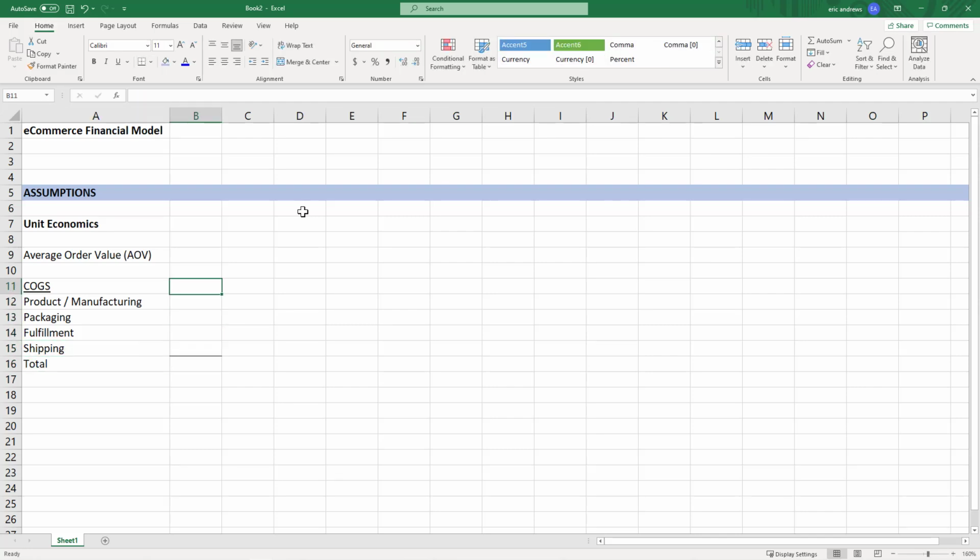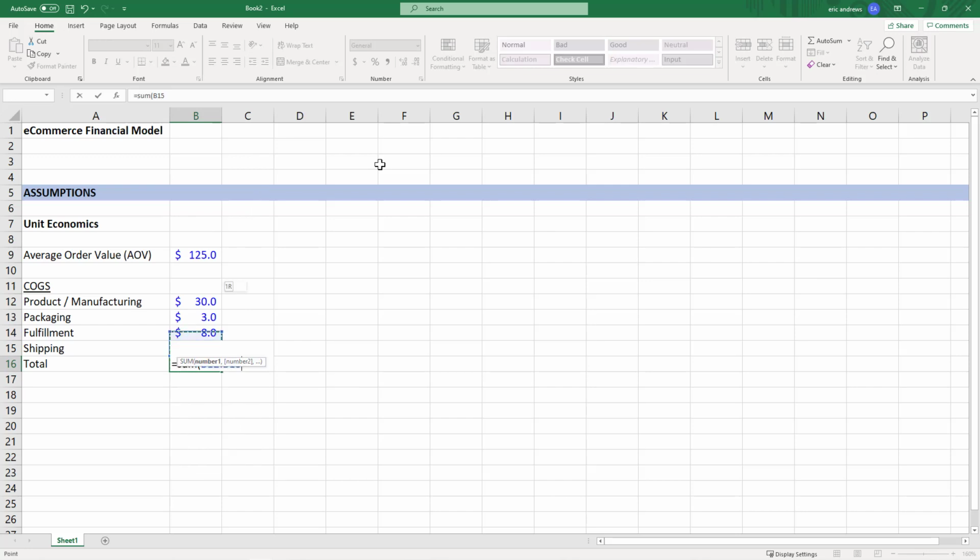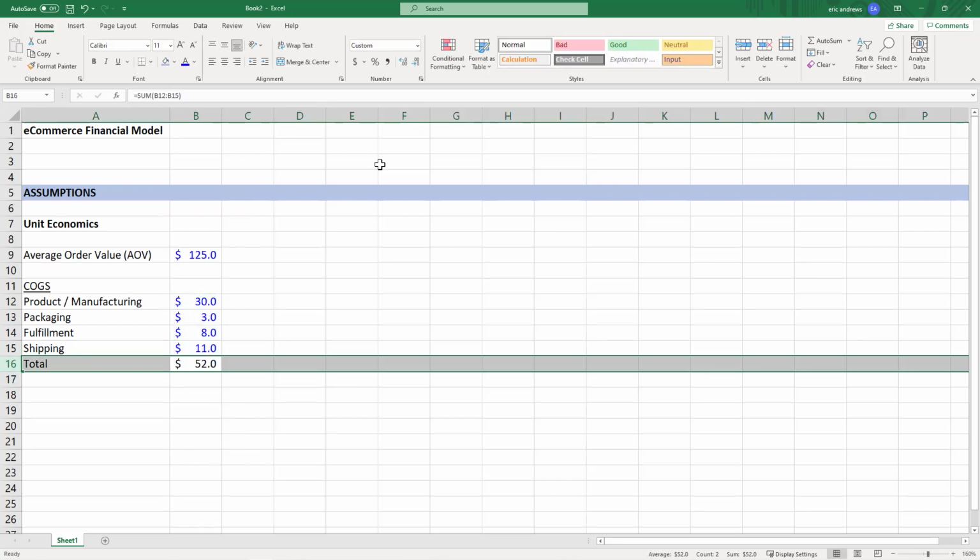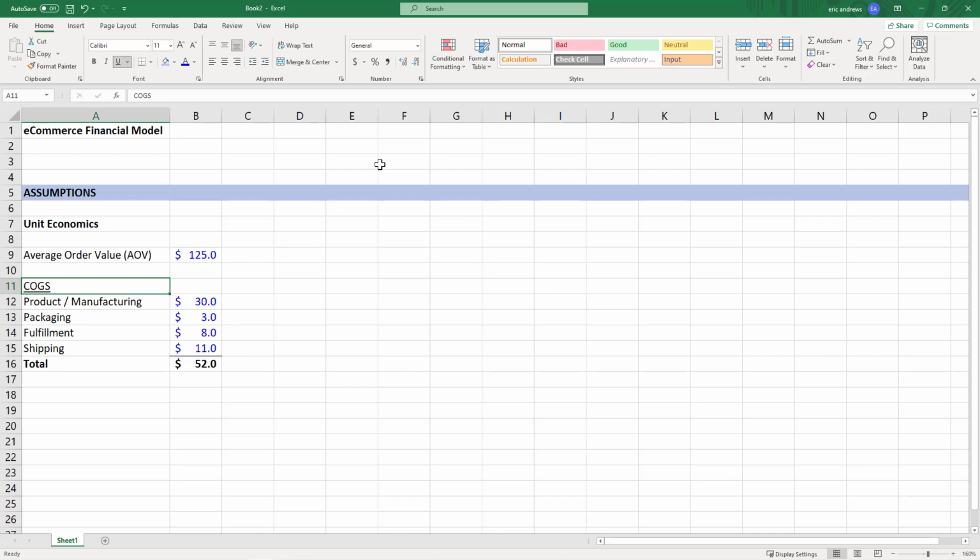So let's put some assumptions in here. Let's say that our average order value is $125 per order. And if you look at the breakdown of our individual costs, let's say the product costs $30 to make, packaging is $3, fulfillment is, let's say, $8, and shipping is $11. So that would make our total cost of goods sold for one order $52. COGS stands for cost of goods sold.